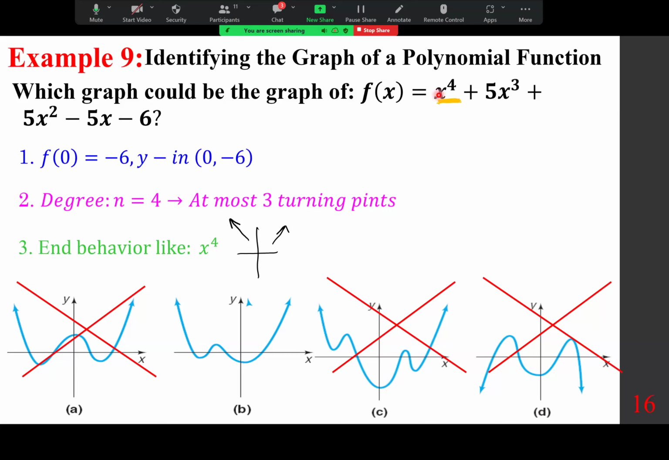Finally, the end behavior. The leading term tells us the x to the power of 4 will take over, and x to the power of 4, or x to the power of any even exponent, will look like x squared. This is the end behavior, okay? So this is fine. If it was minus x to the power of 4, this would be the answer, but it's not, and it's out. So I hope you see how you come up with the answer.